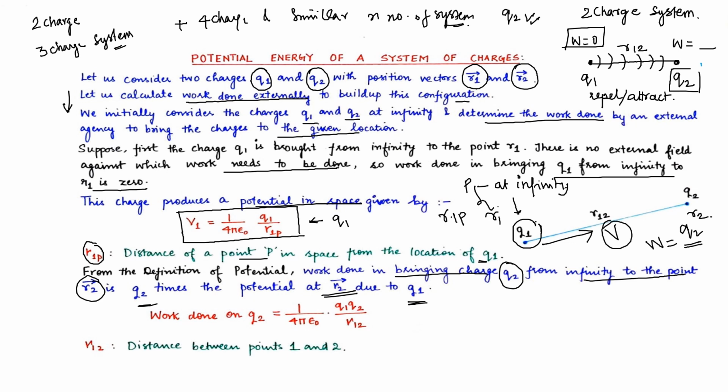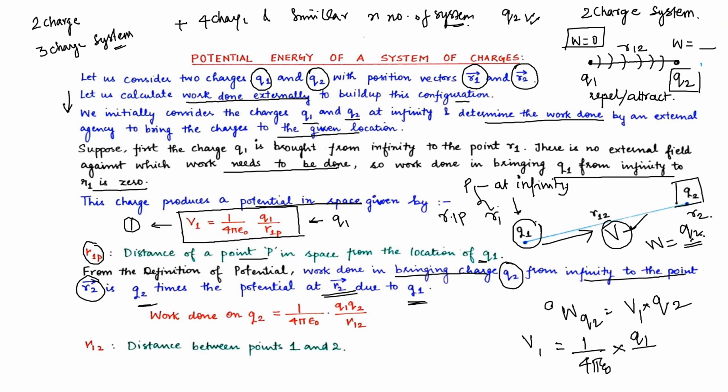So Q2 is the charge which will be invading this particular potential. So work done will be the product of our charge which is invading the given potential. So work done for bringing Q2 will be V due to charge 1 into Q2. And from equation number 1, we have seen that V1 equals 1 by 4 pi epsilon naught into Q1 upon R1.